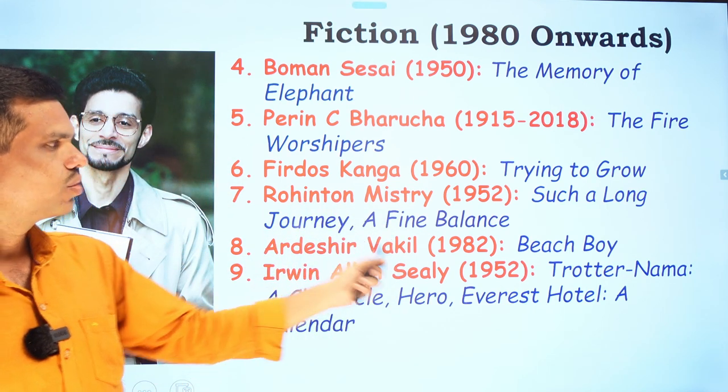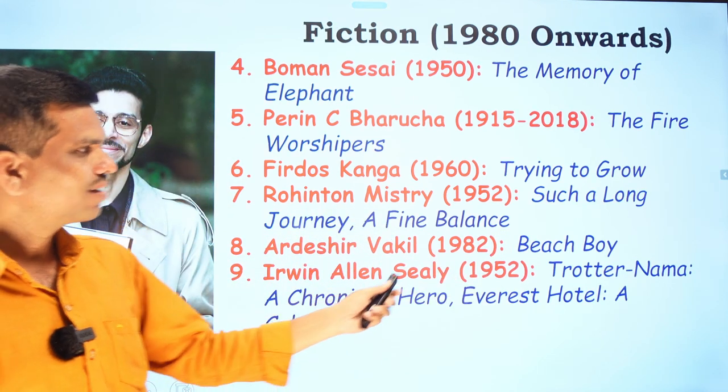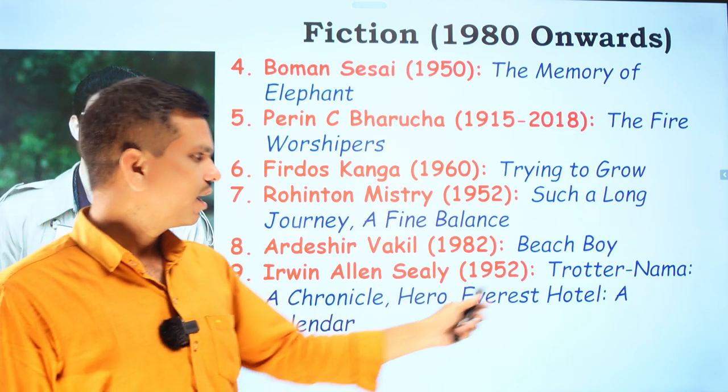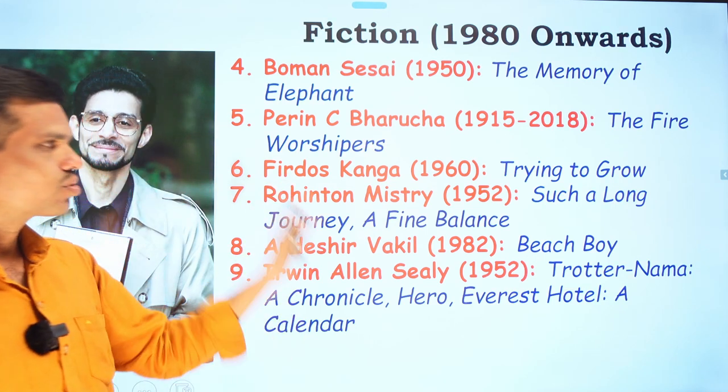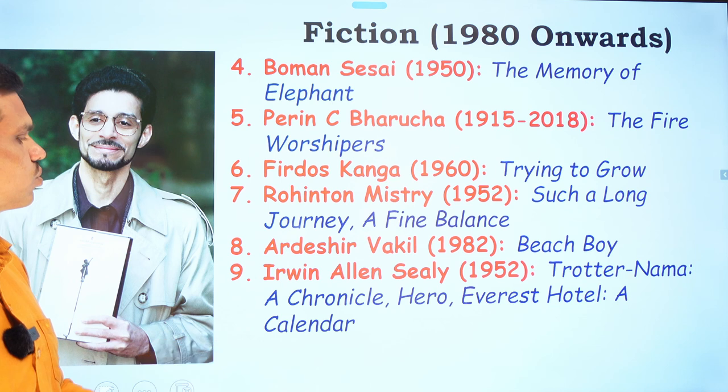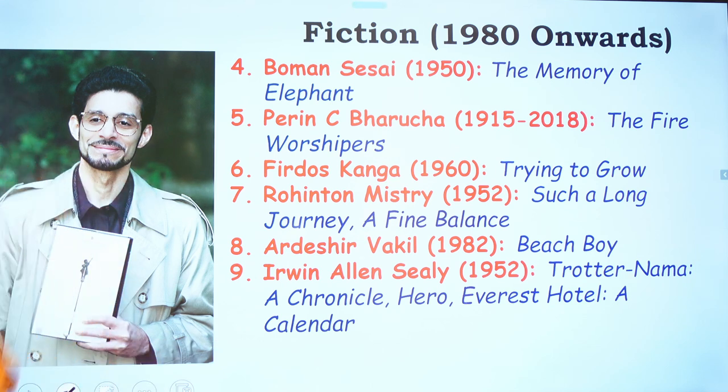Again we have Ardeshir Vakil, Beach Boy. Then Farrukh Dhondy, Trotternama, A Chronicle. Then we have Hero, Everest Hotel, A Calendar. These are some of the novels composed by these novelists, and this is again Rohinton Mistry.